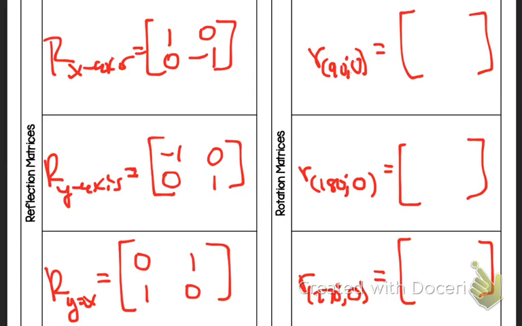Okay, and then your rotation matrices. So 90 degrees, these are always counterclockwise, remember. So 0, -1, and then 1, 0, and then rotating 180, -1, 0, 0, -1, and 270, 0, 1, -1, 0. Okay, and these are all around the origin. So we're going to use these matrices to help us reflect and rotate our vertex matrix. Alright, moving on.